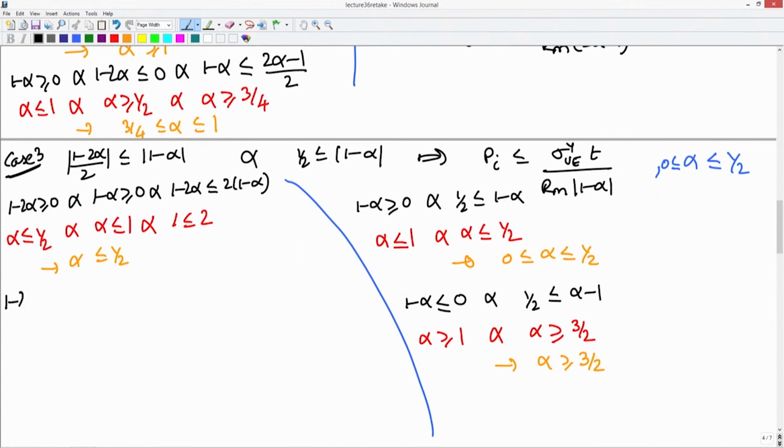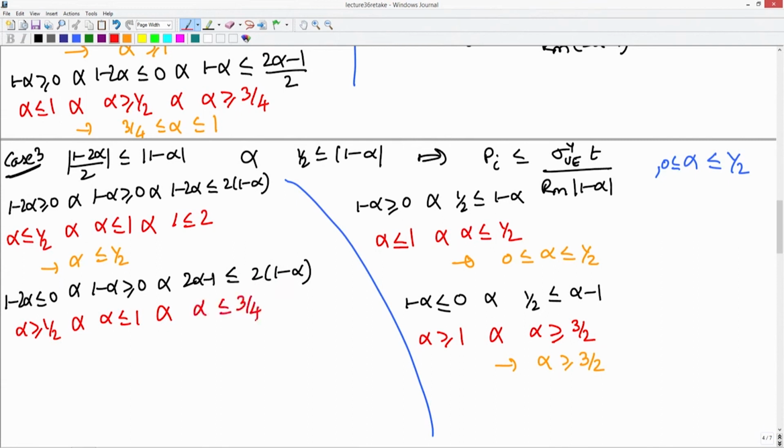Okay. So, the second condition would be 1 minus 2 alpha is less than or equal to 0 and 1 minus alpha is greater than or equal to 0, and since 1 minus 2 alpha is less than 0, I will have 2 alpha minus 1 must be less than or equal to 2 times 1 minus alpha. Okay. What this will tell us is alpha must be greater than or equal to half and alpha must be less than or equal to 1 and alpha must be less than or equal to 3 by 4. Okay. So, here the common ground is that alpha must be between 3 by 4 and 1, 3 by 4 less than or equal to alpha less than or equal to 1.